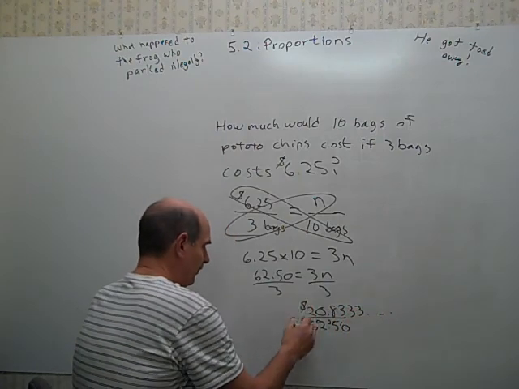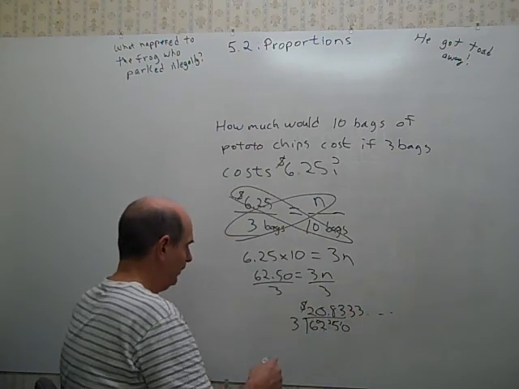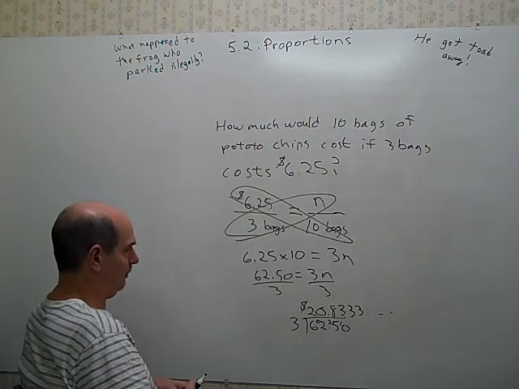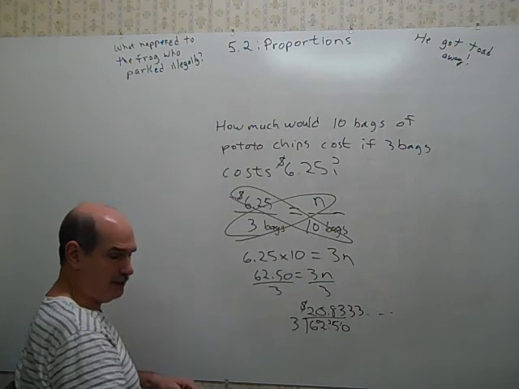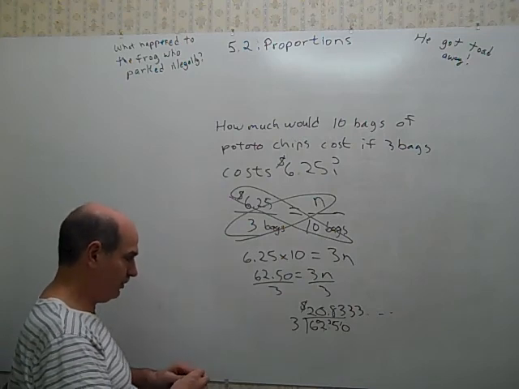So this would be dollars, $20.83 to the nearest cent. So 10 bags of chips would cost $20.83. And that's the kind of problem that you'll be able to solve when you use proportions and cross products.